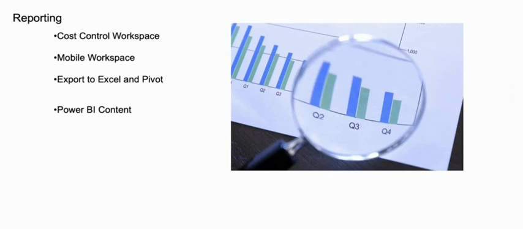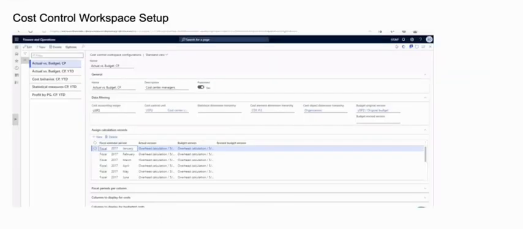Let's go to the reporting. For reporting, you have 4 options. You have cost control workspace, mobile workspace, export to Excel and pivot, which, honestly speaking, I like to use, and Power BI content. In this session, we will not discuss mobile workspace and Power BI content in detail. For Power BI, you need to activate the related content, and mobile workspace uses the template that you set up for the cost control workspace. So let's check the cost control workspace setup.